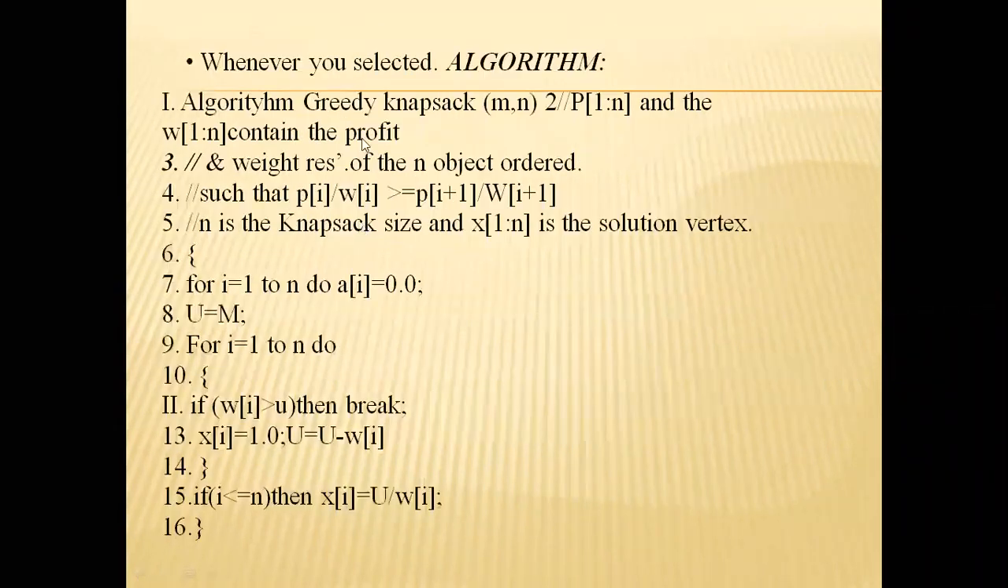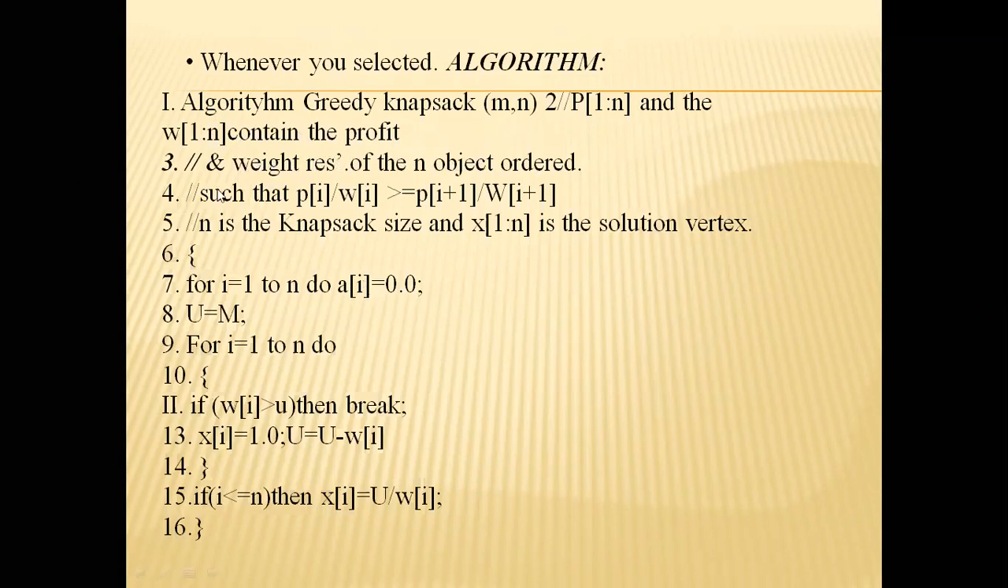Now the algorithm in the greedy method. Suppose M is the capacity of the bag and n is the total number of objects in the knapsack problem. P of i means the profits of each object, P1, P2, P3 up to Pn. The weights of each object are W1, W2, W3. First you find the profit and weight ratios of the n objects.